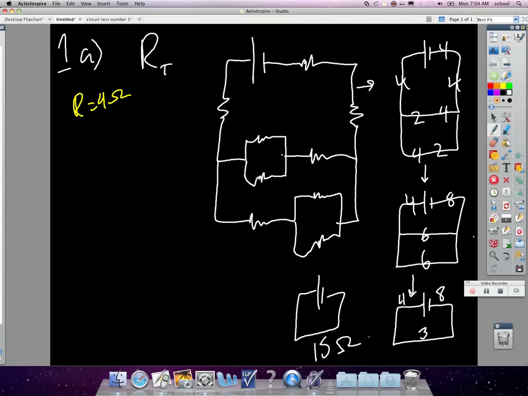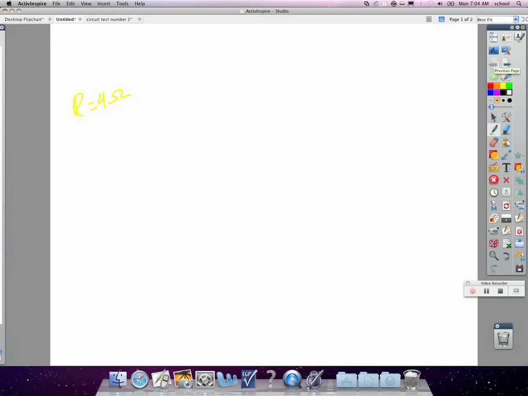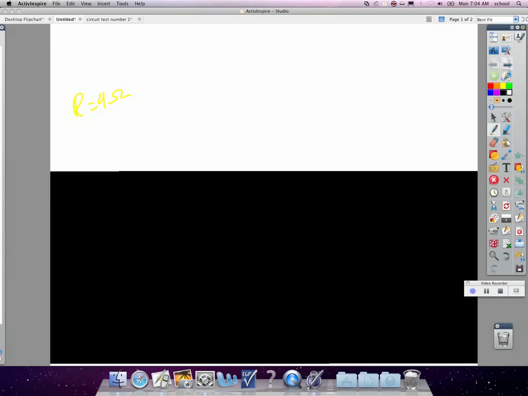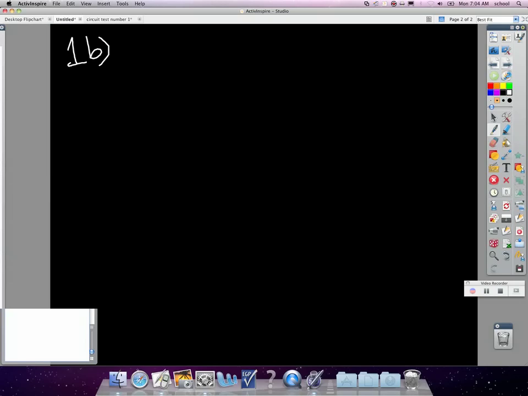Then 1B. The question is, which would be the brightest bulb? What? You have got to be kidding me. So I'm supposed to say brightest. So from that, we have to figure out, since all the R's are constant. Oh, let me do this.